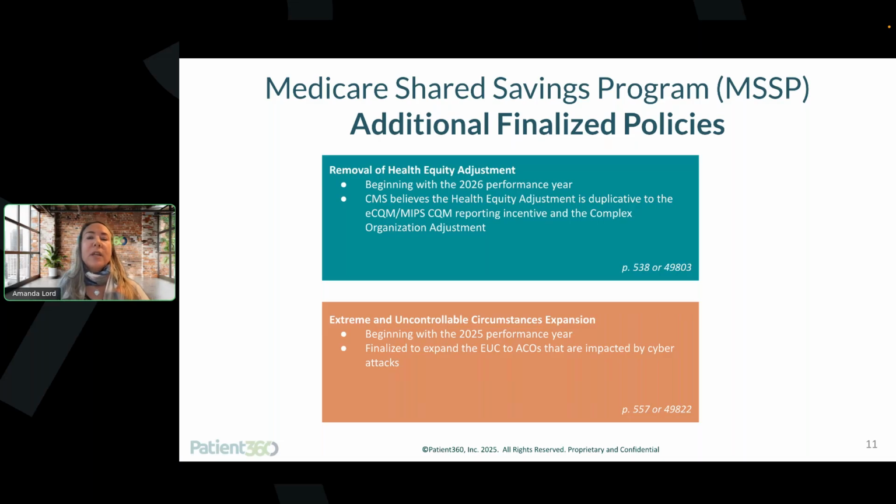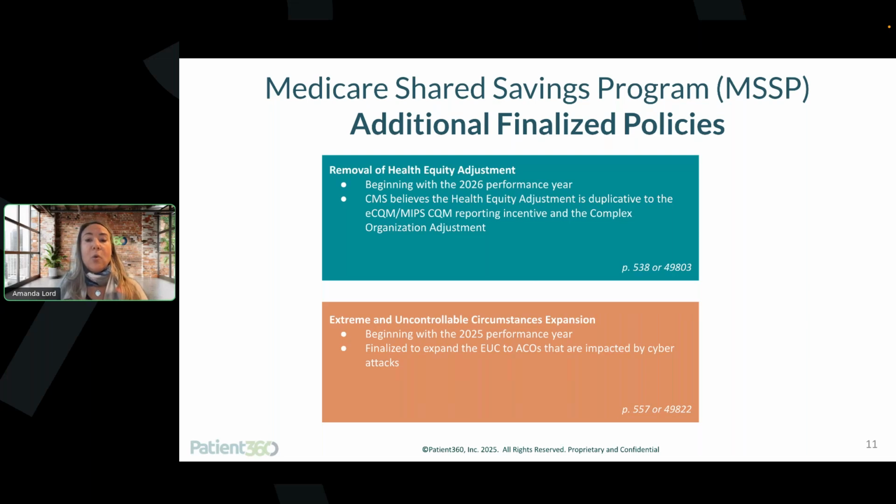That's going to give ACOs more time to prepare for the loss of the adjustment. And why are they removing it? Similar to what we talked about in the proposed rule, there's other incentives already available for ECQM and CQM all-payer submissions, such as the complex organizational adjustments, and those come with ECQM bonus points. So they're removing duplicative incentives, essentially.